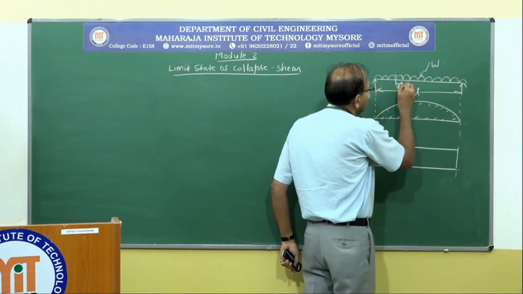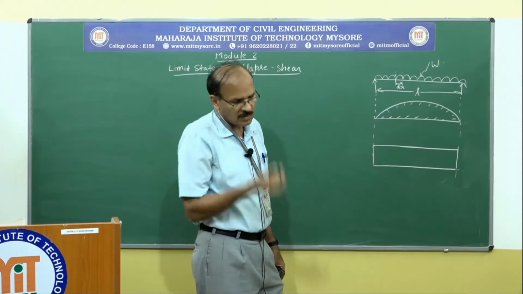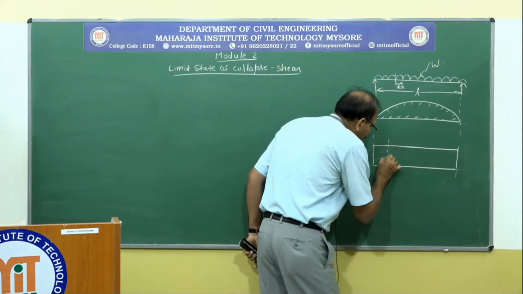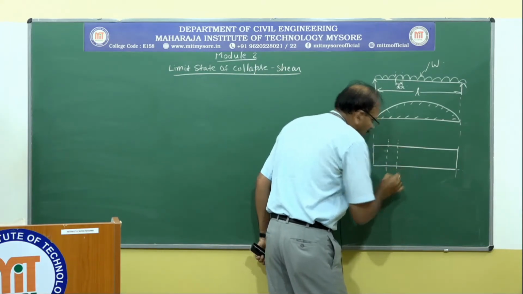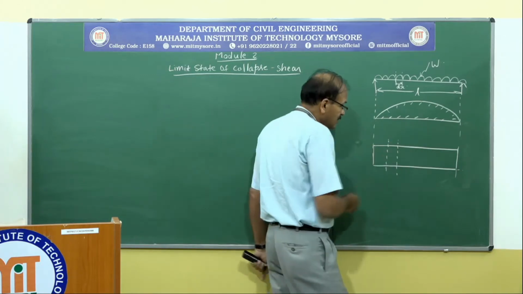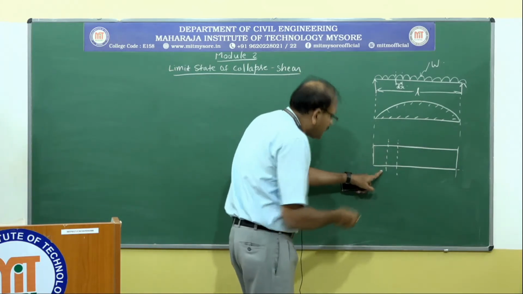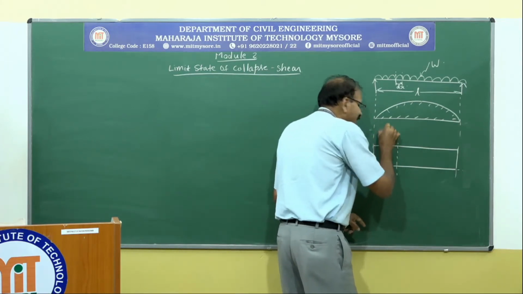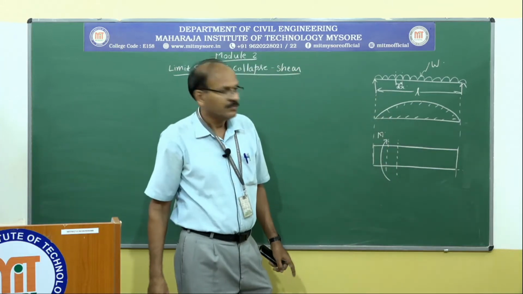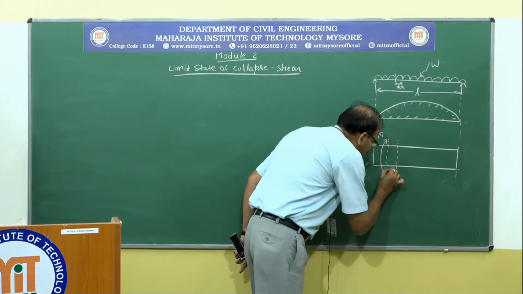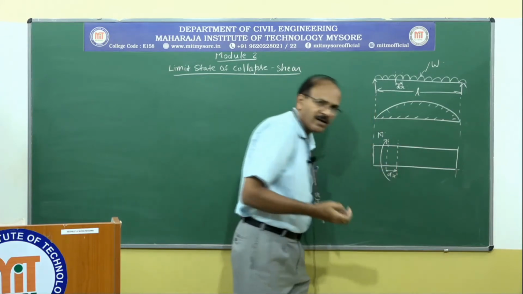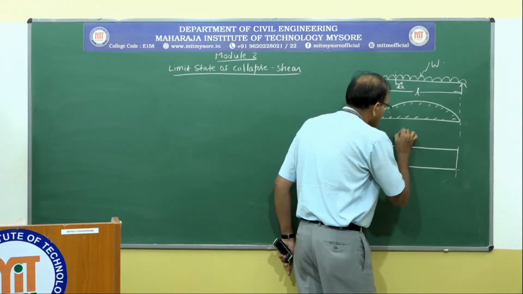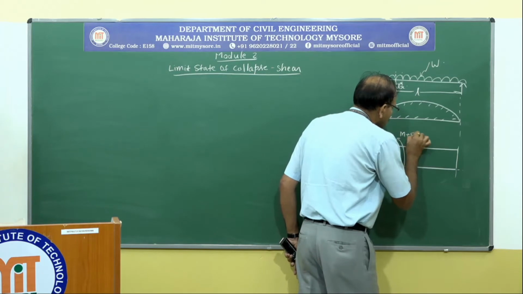So if I take any two sections of dx apart, slightly thin section, so I can draw that like this here, two sections. And if I take this section, it is going to be subjected to a bending moment of say M. And if I go a little bit this side for a distance of dx, the bending moment here will be M plus delta M.